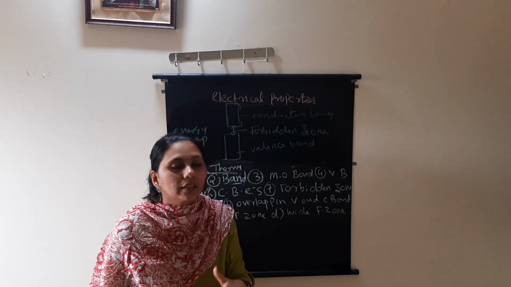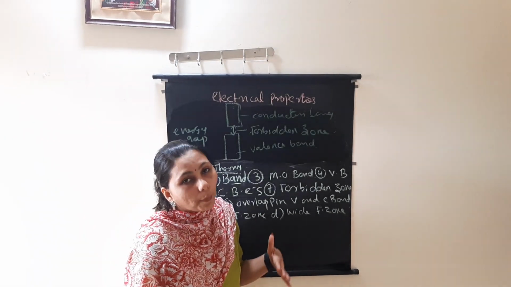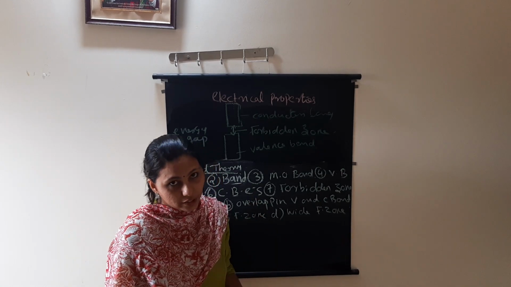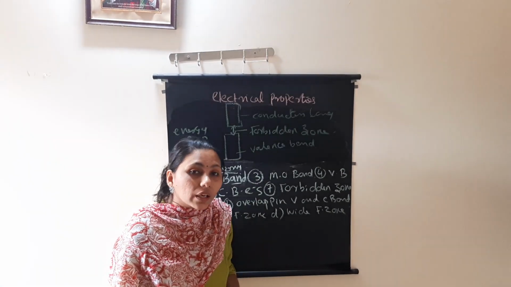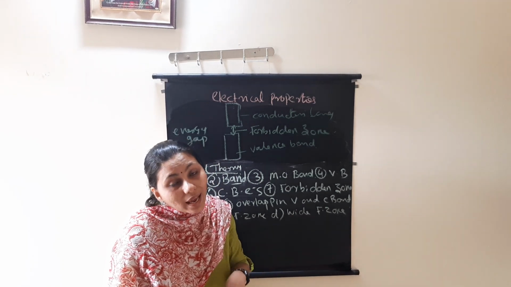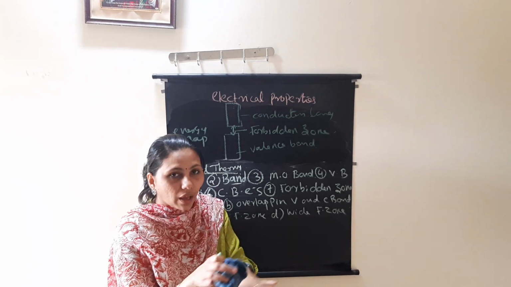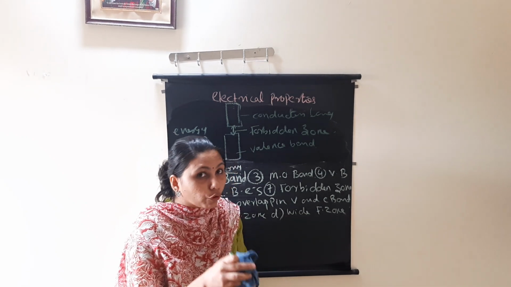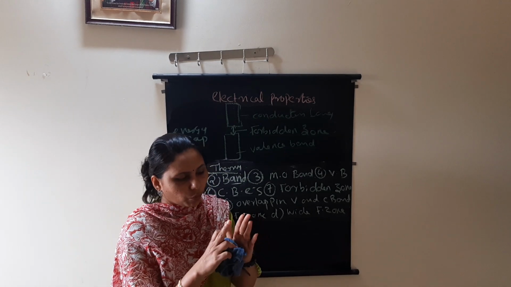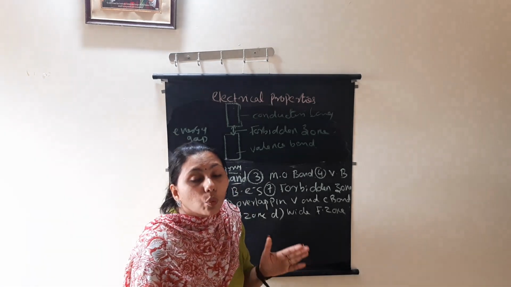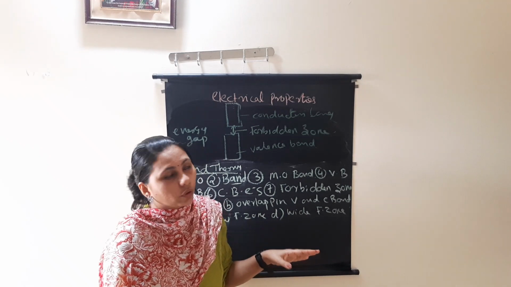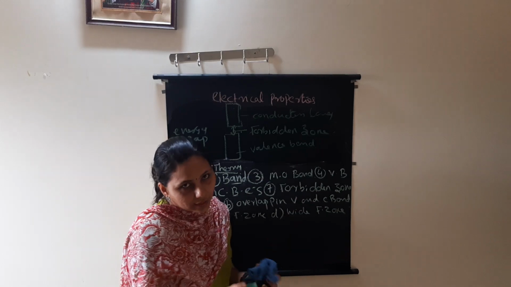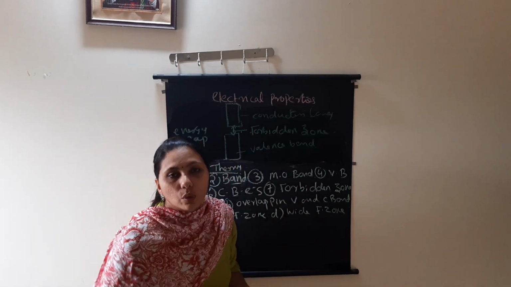So the conductivity mainly depends upon four factors. First is partially filled valence band. Second is overlapping valence band and conduction band. Third is narrow forbidden zone, meaning a very small forbidden zone. And the fourth is wide forbidden zone. The gap may be big or small: small means narrow, and big means wide.